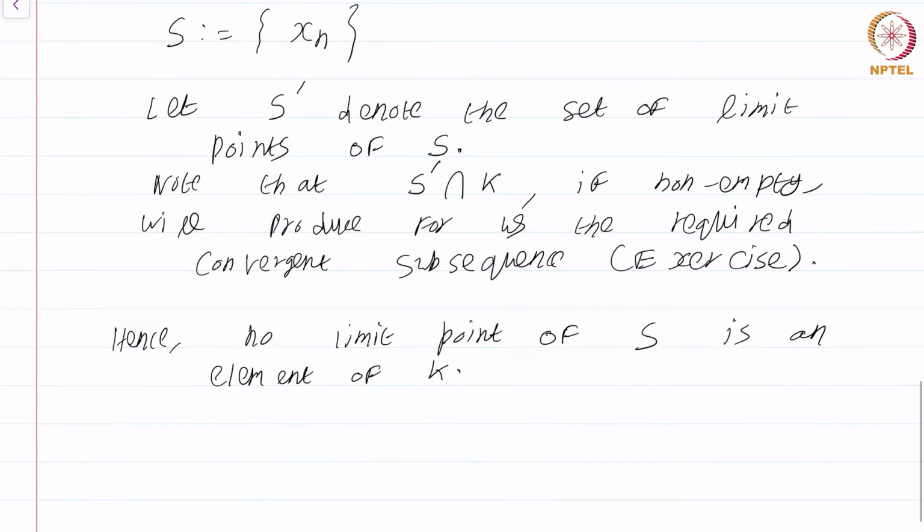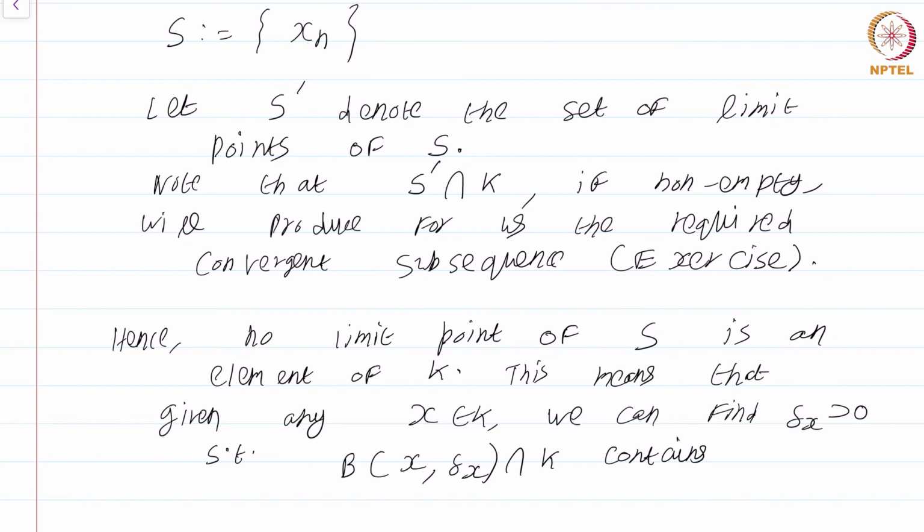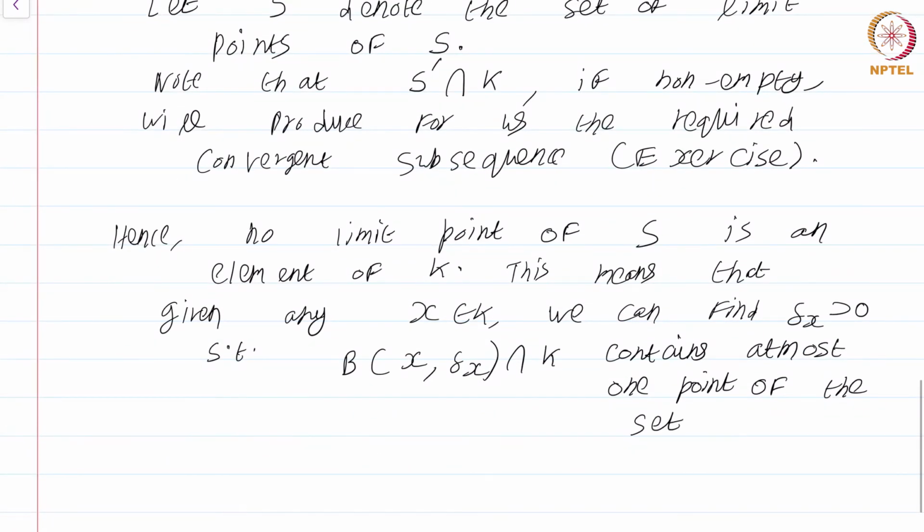Okay? Now what does this mean? This means that given any X in K, we can find delta X greater than 0 such that B of X delta X intersect K contains at most one point of the set S.